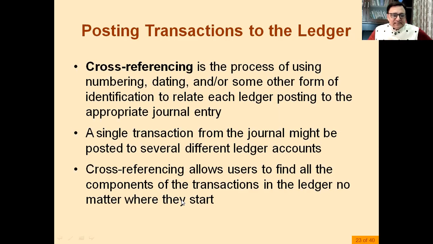So posting transactions to the ledger involves cross-referencing, that is the process of using numbering, dating, and some other forms of identification. That means a journal folio column will be there so that you can identify the entry made in the ledger account, at what page of the corresponding journal this entry has been made, so you can easily identify the journal entry. A single transaction from the journal might be posted to different ledger accounts. Similarly, cross-referencing allows users to find all the components of a transaction in the ledger, no matter where they start.